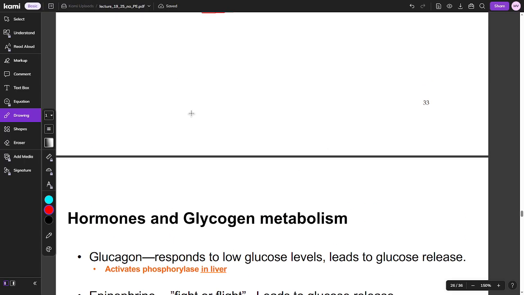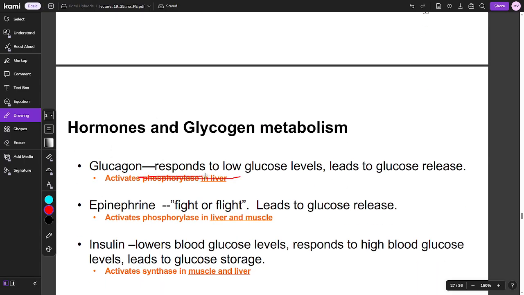So let's think about this. Even if I don't look at this, you should be able to figure this out on your own. Glucagon is a low glucose signal, which leads to glucose release. Which enzymes promote glucose release, and which ones promote glucose storage? Glycogen phosphorylase promotes glucose release, and glycogen synthase promotes glucose storage.